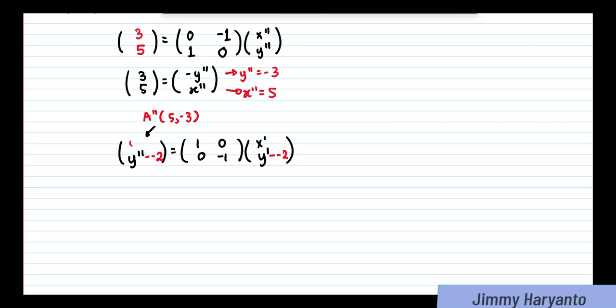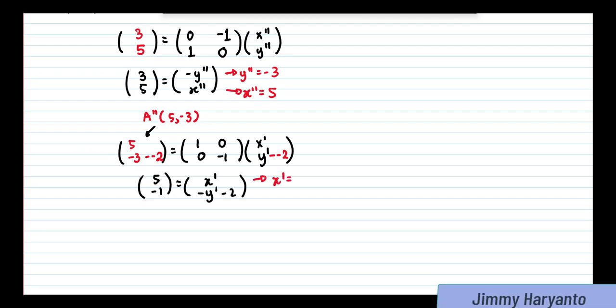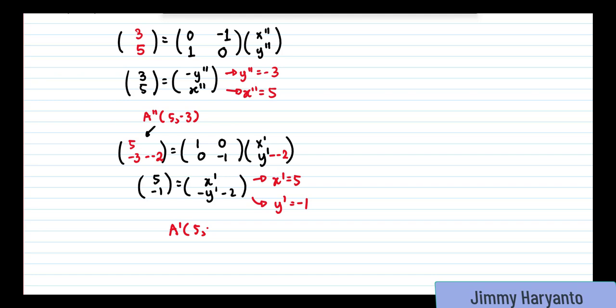So the x will be 5 and the y will be negative 3. Let's simplify this one. You will have 5, and then minus 3 plus 2 equals negative 1. For this one you will have x prime and then negative y prime, negative 1 times 2 equals negative 2. You can separate them apart. You will have x prime equals 5, and y prime equals negative 1. There you go. You will have A prime equals 5 comma negative 1.